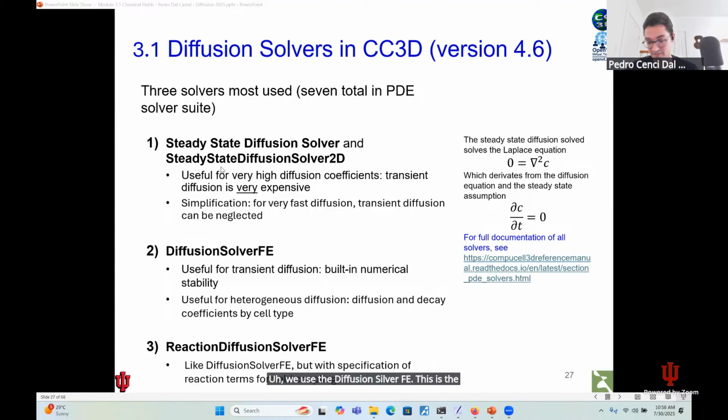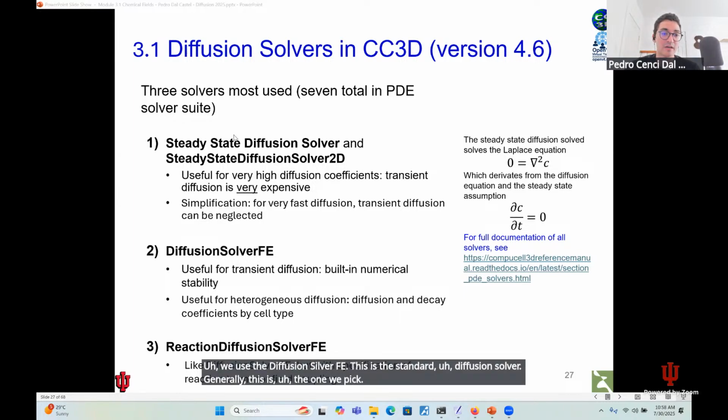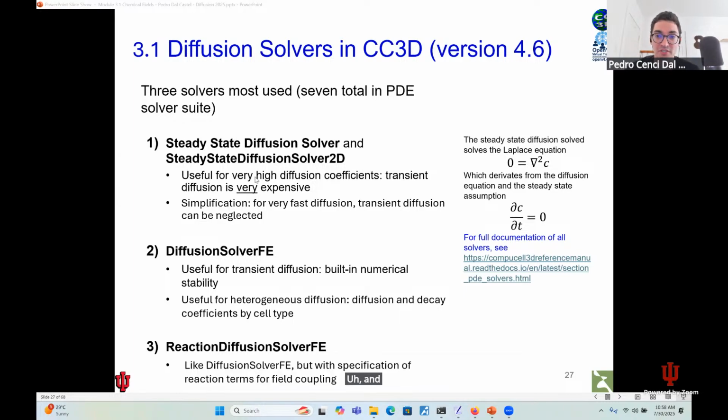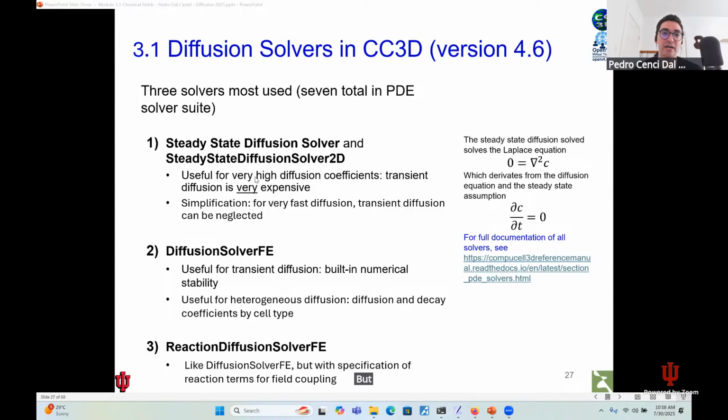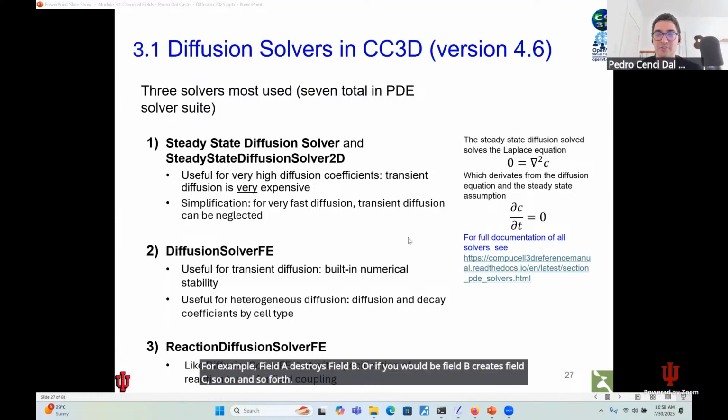This is the standard diffusion solver. Generally, this is the one we pick, and it will be the one we are focusing on today. Finally, the reaction diffusion solver FE allows you to specify multiple fields that interact with each other. You can specify multiple fields with the other solvers, but the reaction diffusion solver allows those fields to interact with each other. For example, field A destroys field B, or field B creates field C, and so on and so forth.